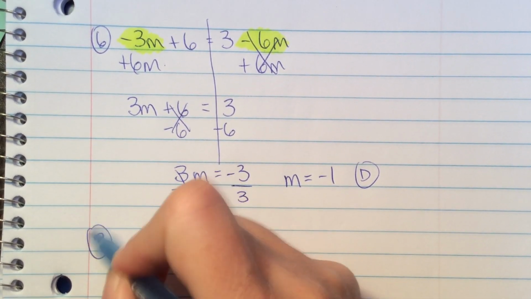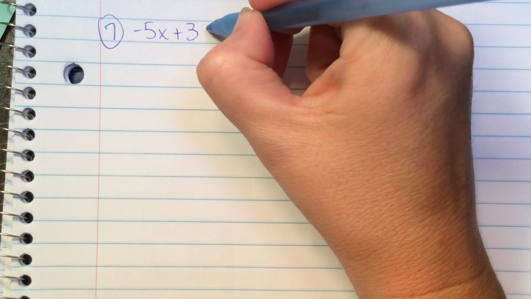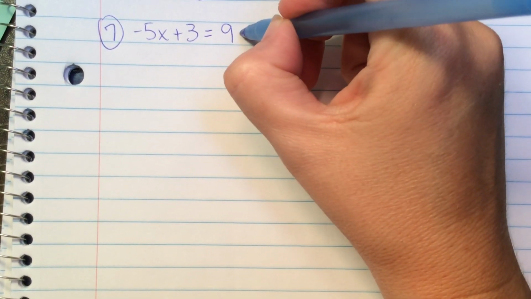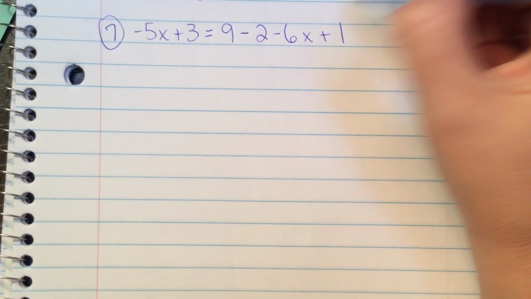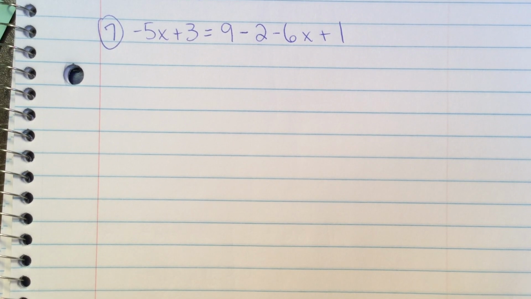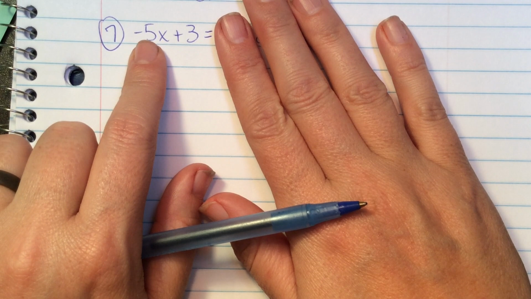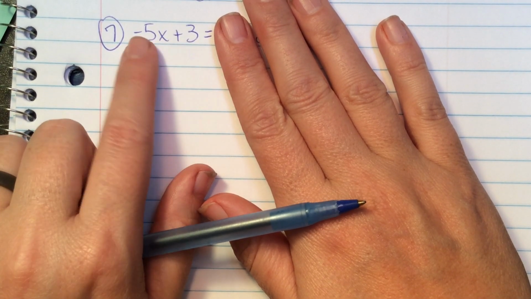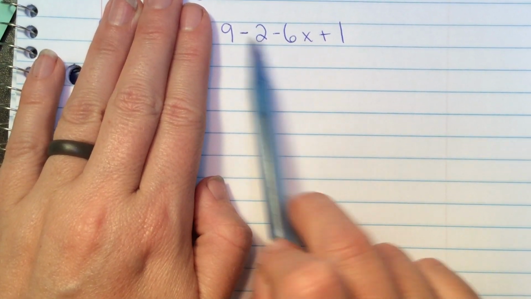All right, number 7. Well, looks like a little bit harder one. I got negative 5x plus 3 equals 9 minus 2 minus 6x plus 1. Okay, so this side of the equation is already simplified. I can't put the 5x with the 3. They don't go together. But this side of the equation, I can put these things together.